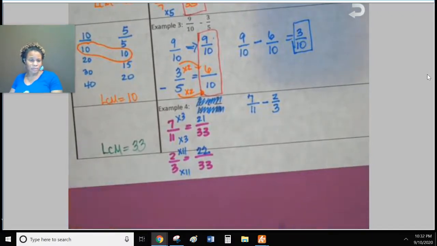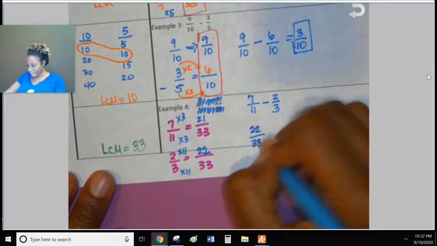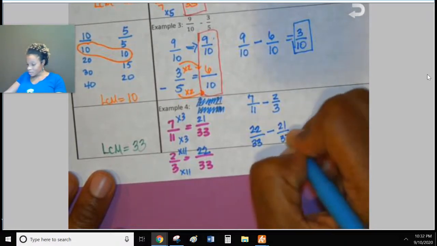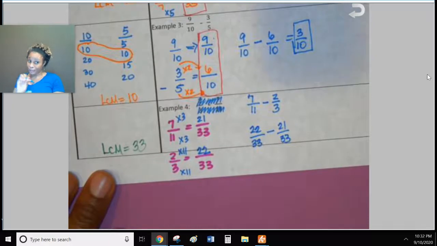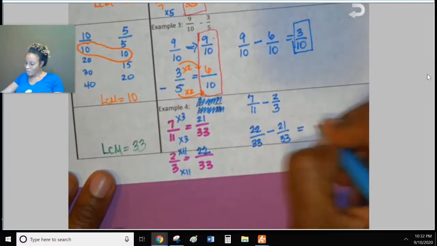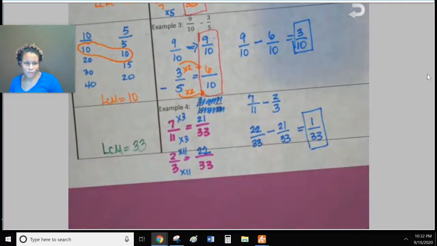And as I'm writing this, I'm realizing I should have left the problem in the order it was in, because now it's backwards and I can't subtract 22 from 21. So I'm just going to switch it. Don't you switch any problems. I can do this. 22 minus 21 is going to be 1/33.